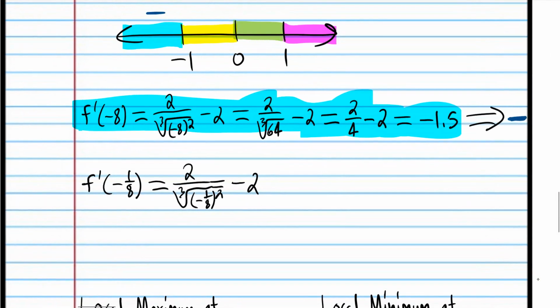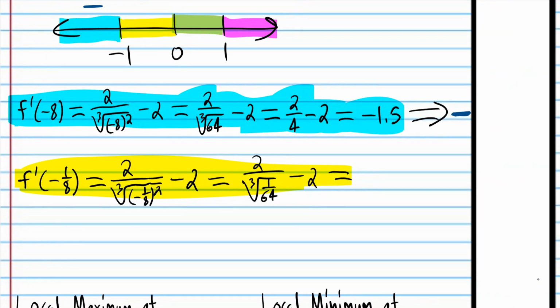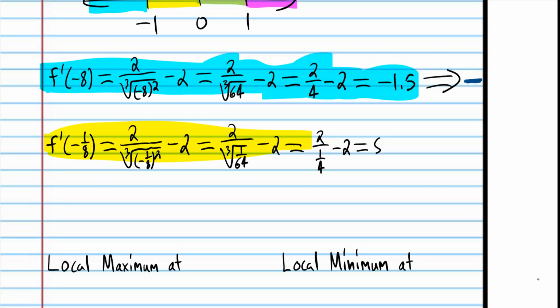So now let's check this yellow region. Again, we're plugging these numbers into the derivative. So if we square -1/8, we get 1/64. And the cube root of 1 over 64 is 1/4. So we have 2 over 1/4 minus 2. And we get 8 minus 2, which is 6. And so we have a positive number.